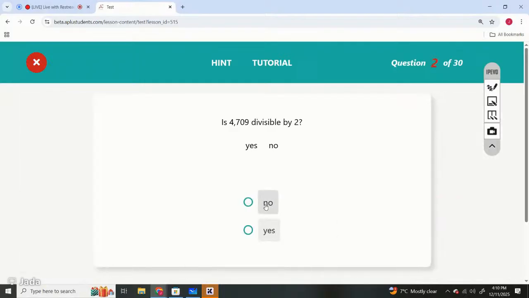Is 4709 divisible by 2? So we need to apply the divisibility rule for 2, right? The divisibility rule for 2 is the ones digit must be 0, 2, 4, 6, or 8. But here the ones digit is 9. So no, the number is not divisible by 2. The correct option is no.